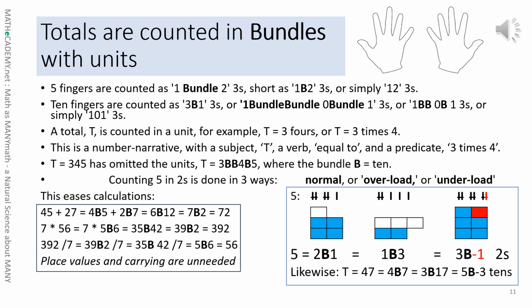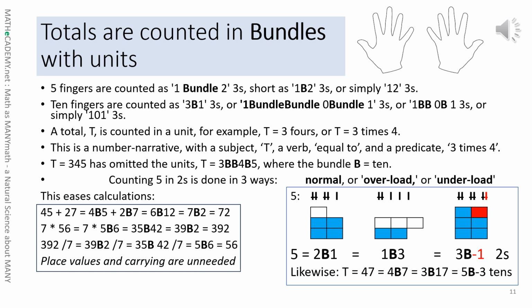Counting 5 in twos can be done in 3 ways, normal, or with overload, or with underload. 5 is 2 bundle 1, or 1 bundle 3, or 3 bundle less 1, twos. Likewise, t equals 47, equals 4 bundle 7, equals 3 bundle 17, equals 5 bundle less 3, tens.